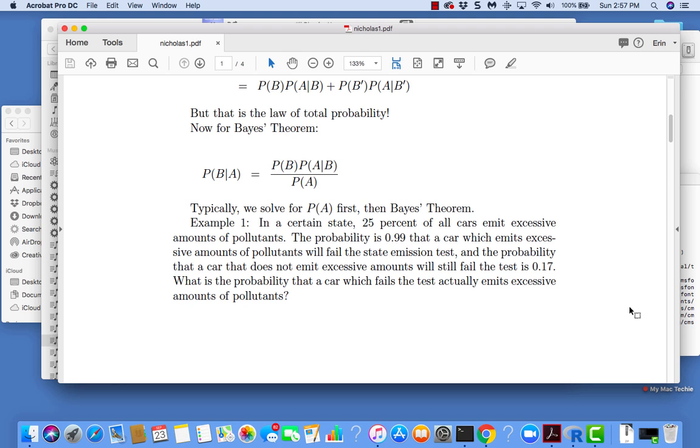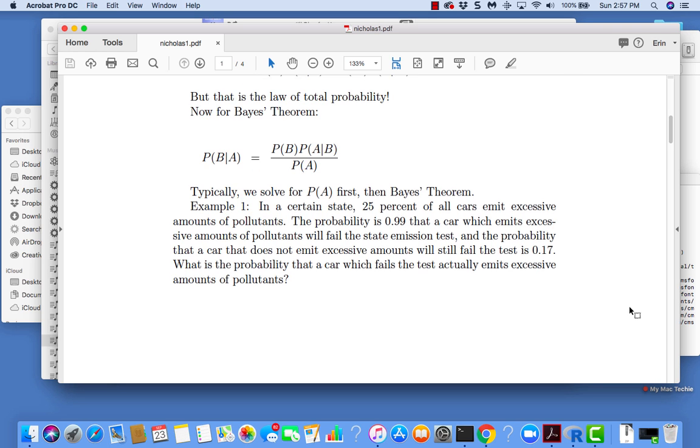In a certain state, 25% of all cars emit excessive amounts of pollutants. The probability is 0.99 that a car which emits excessive amounts of pollutants will fail the state emission test, and the probability that a car that does not emit excessive amounts will still fail the test is 0.17. What is the probability that a car which fails the test actually emits excessive amounts of pollutants? Okay.